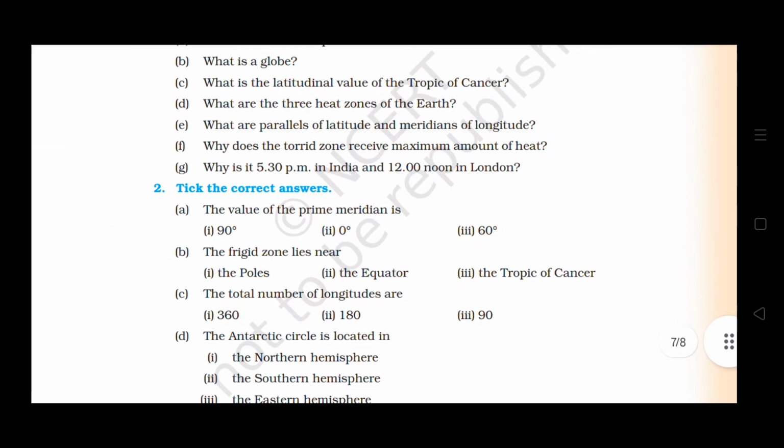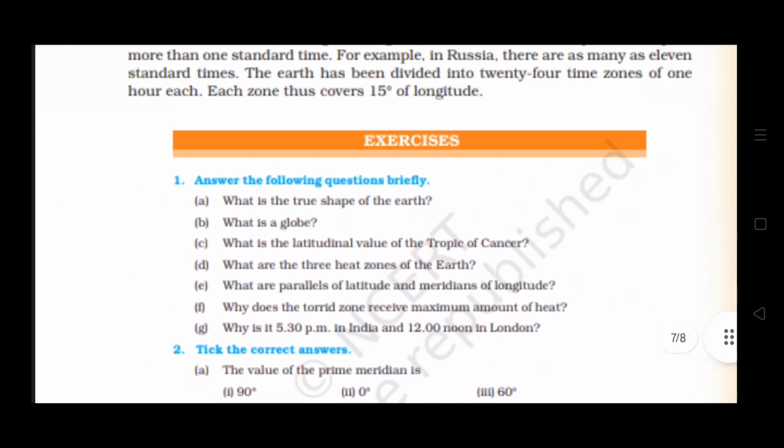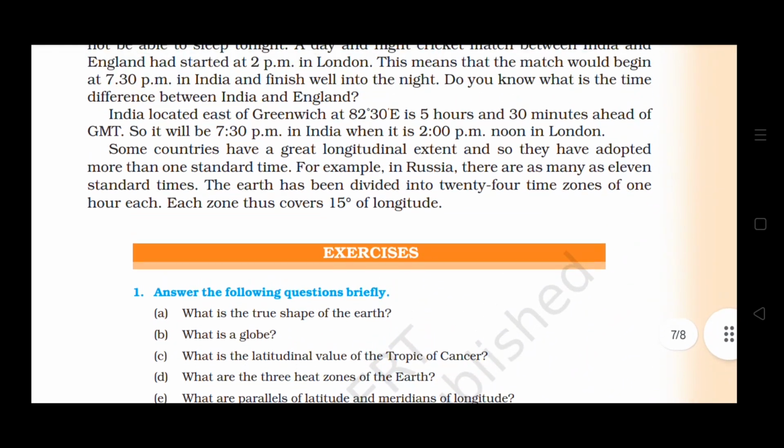Now see, these are the question answers which you need to solve. And this is your fun activity you could do.